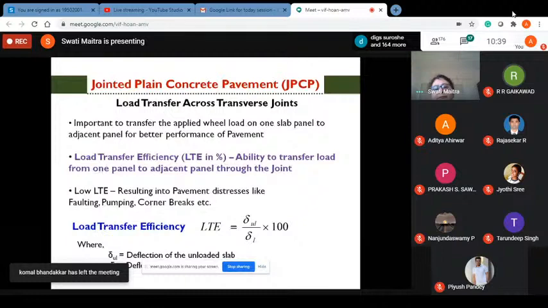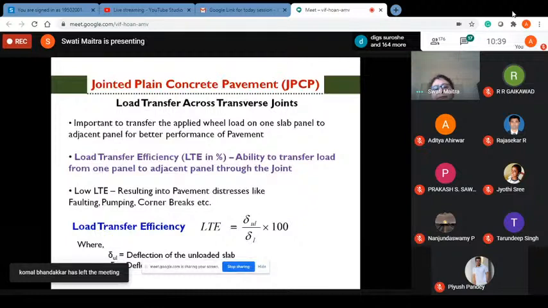The design cumulative number of commercial vehicles during the design period is estimated using this equation: 365A into (1+R)^n minus 1, divided by R. It is the cumulative number of commercial vehicles. A is the initial number of commercial vehicles per day, the CVPD. R is the annual growth rate, and n is the design period. So the total cumulative number of commercial vehicles is estimated using this equation.